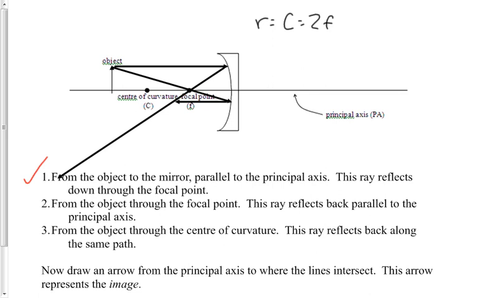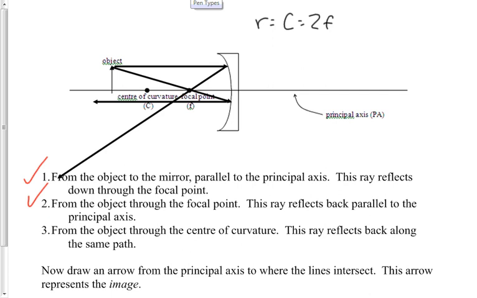Good. If the one parallel went through the focal point, remember we've talked about this a few times, the symmetry of physics, right? If the one parallel goes through the focal point, then the one that's through the focal point is probably going to go parallel to the principal axis. Now, that's enough right there. We don't need to draw the third ray, actually, for this particular diagram. That's enough to tell us where the image is formed.